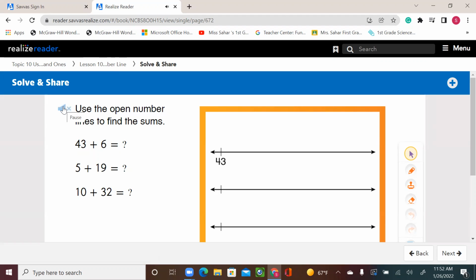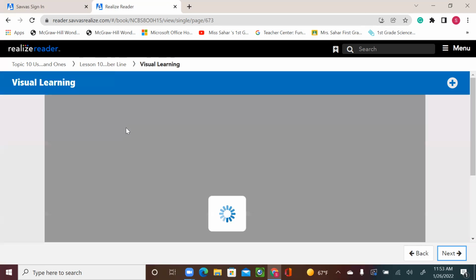Use the open number lines to find the sums. 43 plus 6 equals, 5 plus 19 equals, 10 plus 32 equals. All right, if you remember, we used the number line before, and we know we start with the greater number and then add the second addend, and then we count how many jumps we added. So let's watch our video and come back to this exercise.